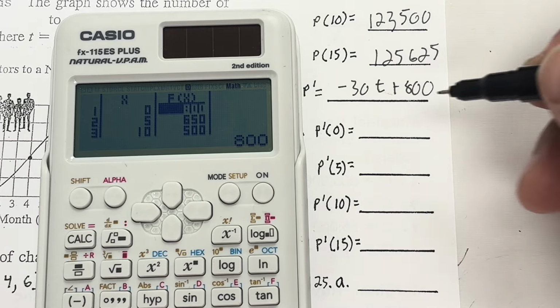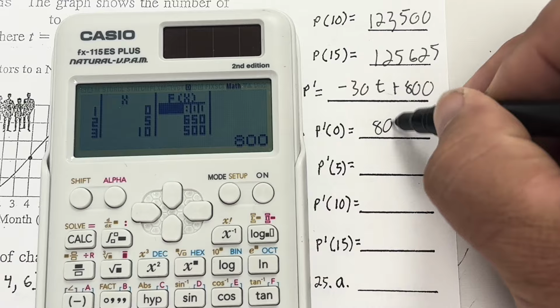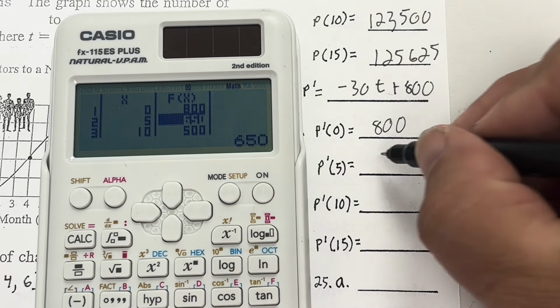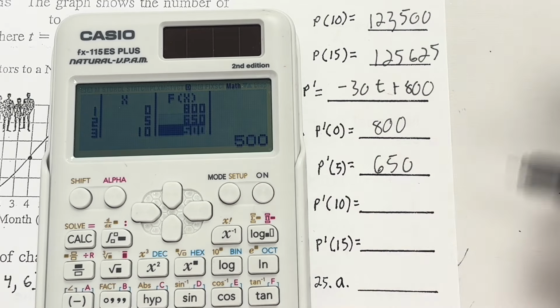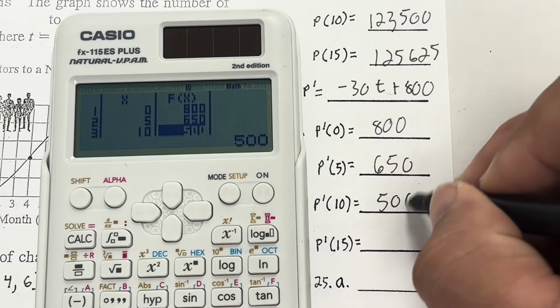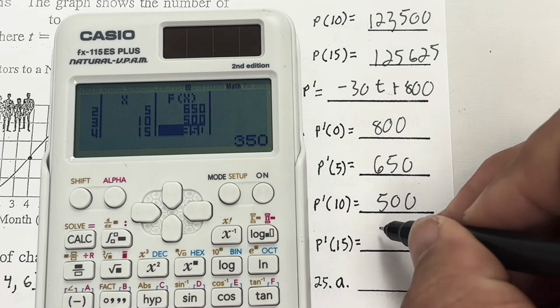So P prime of 0 is 800. P prime of 5 is 650. P prime of 10 is 500. P prime of 15 is 350.